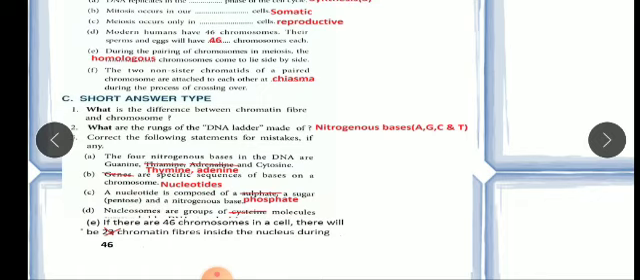You can see it in your book, look in the book. Okay, E part: if there are 46 chromosomes in a cell, there will be 23 chromatin fibers. This is also wrong. So in place of 23, cut 23 and write down 46, as I have already written in bold black letters. So write 46 chromatin fibers inside the nucleus during interphase.